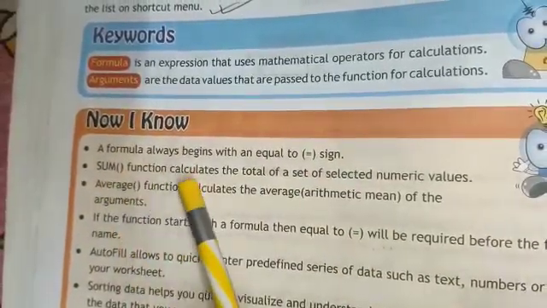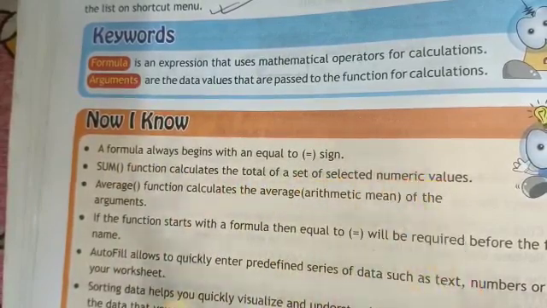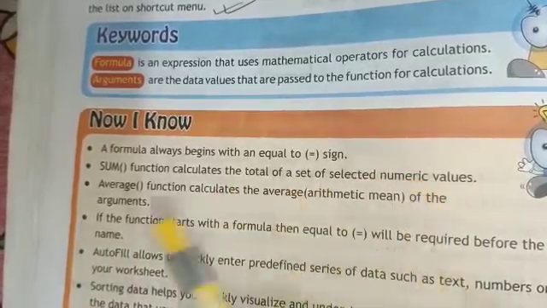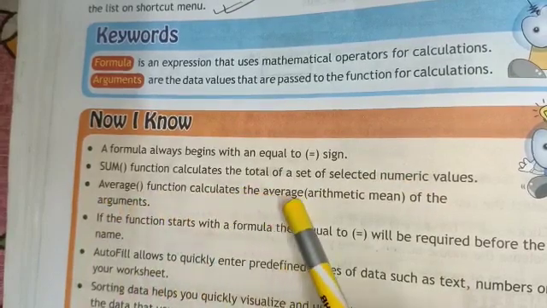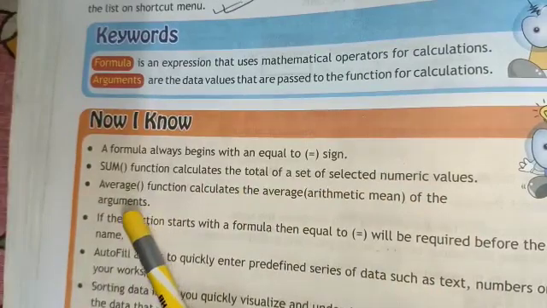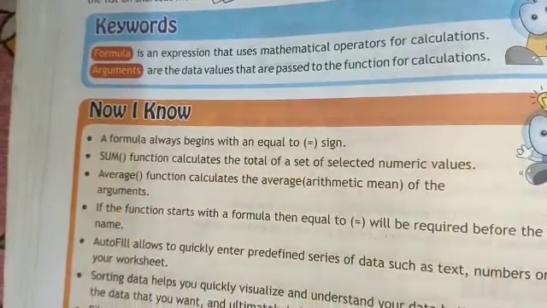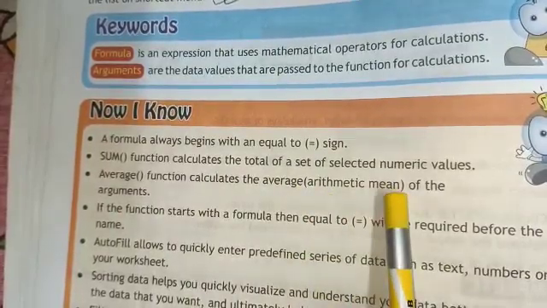The sum function calculates the total of a set of selected numeric values. The average function calculates the average, the arithmetic mean, of the arguments. Average means arithmetic mean.